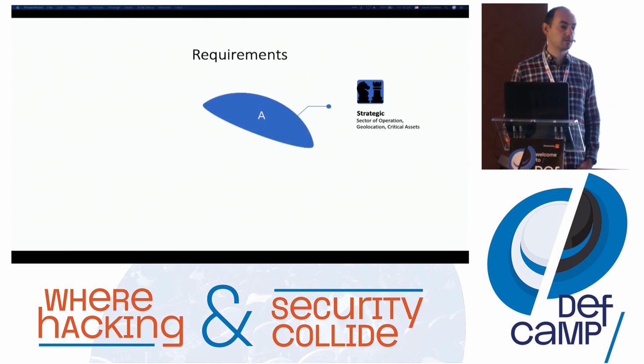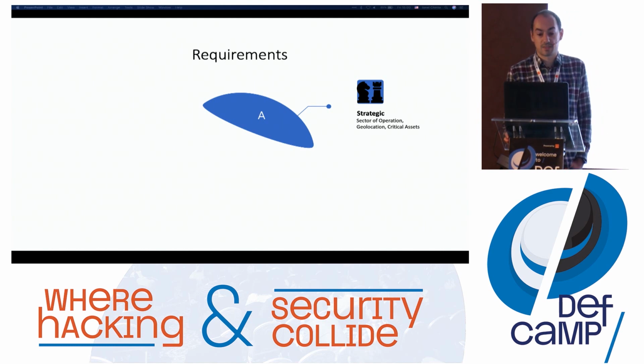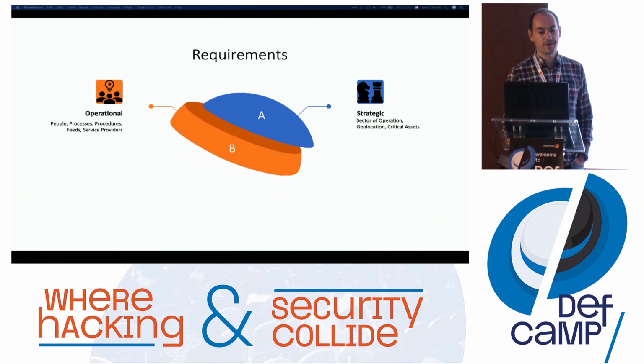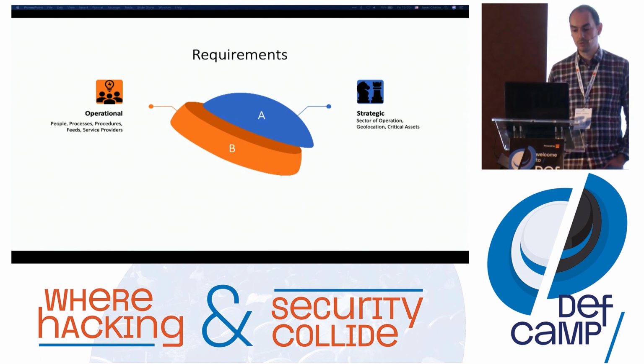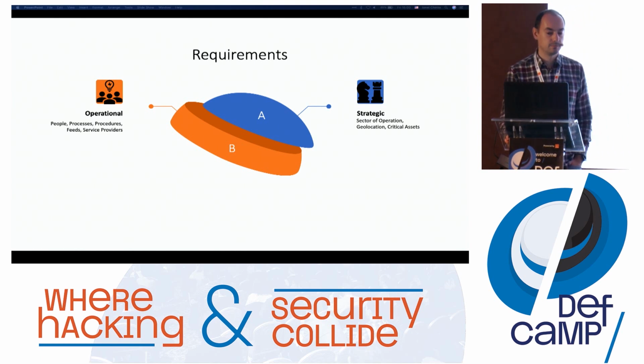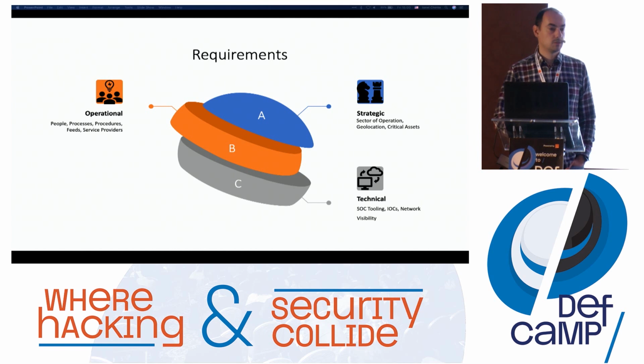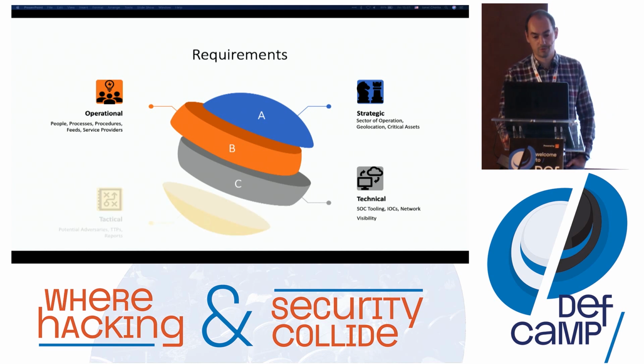Strategic. You need to know in what sector of business you're working, in what countries, what are your critical assets, yeah, your crown jewels, what systems are important and critical and might be appealing for the bad actors. Operational. You need to have requirements from people, processes, procedures. You need feeds as well, service providers. Technical. So you need to define requirements for your SOC tooling, your IOCs. You have to know how much network visibility you have on your company.